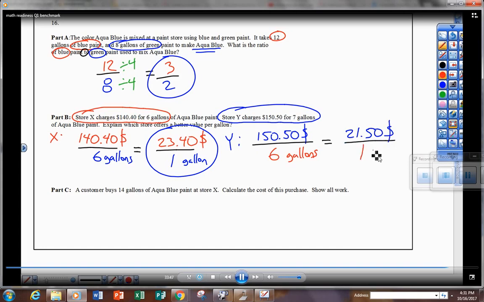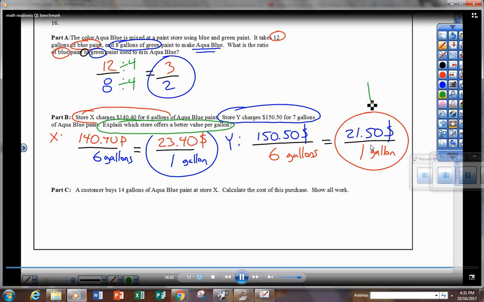And you could see this one costs more per gallon than this one right here. So store Y has a much better value. $21.50 per gallon is a much better value than $23.40 per gallon. So that means store Y is a store you want to go to. It's cheaper by the gallon to buy paint at store Y.